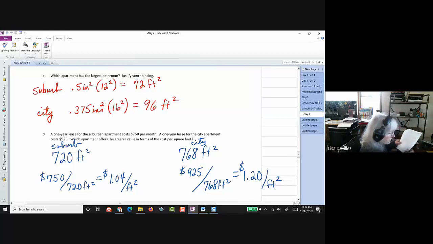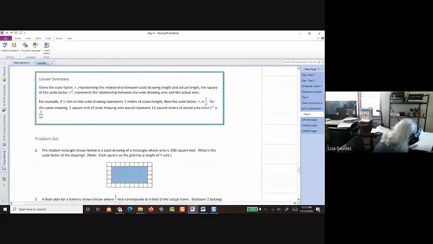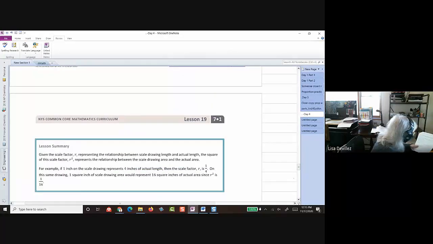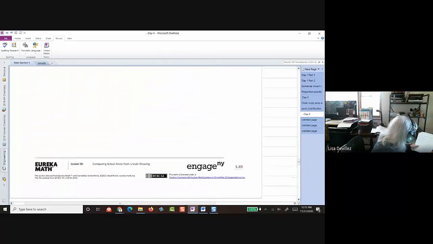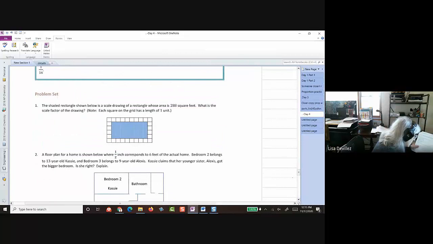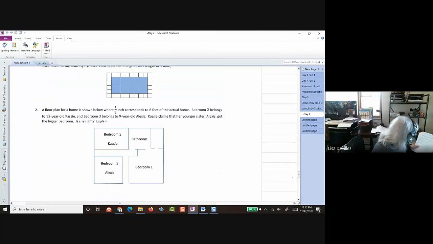Okay, so let me look at the homework and see if there's anything that they don't give you the dimensions. I think it gives you, wait, oh, my page is out of order. Okay, 1/2 inch corresponds to 6 feet. Okay, that one I think I need to give you the measurements of.